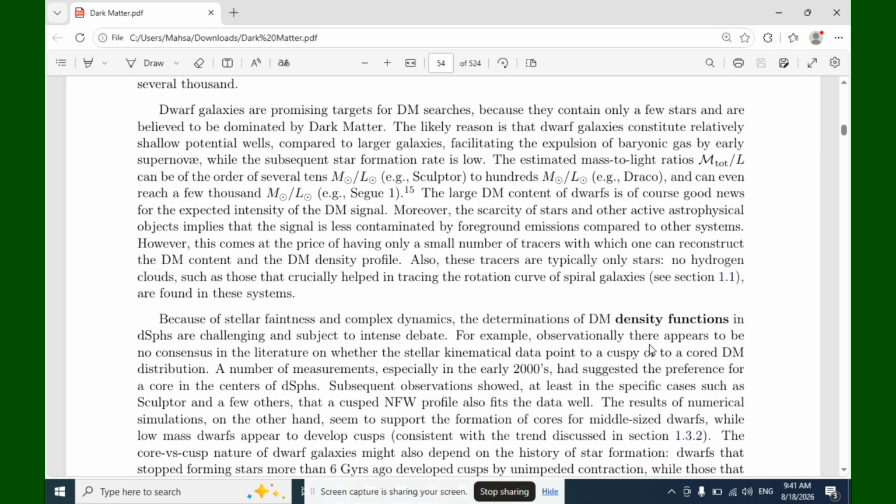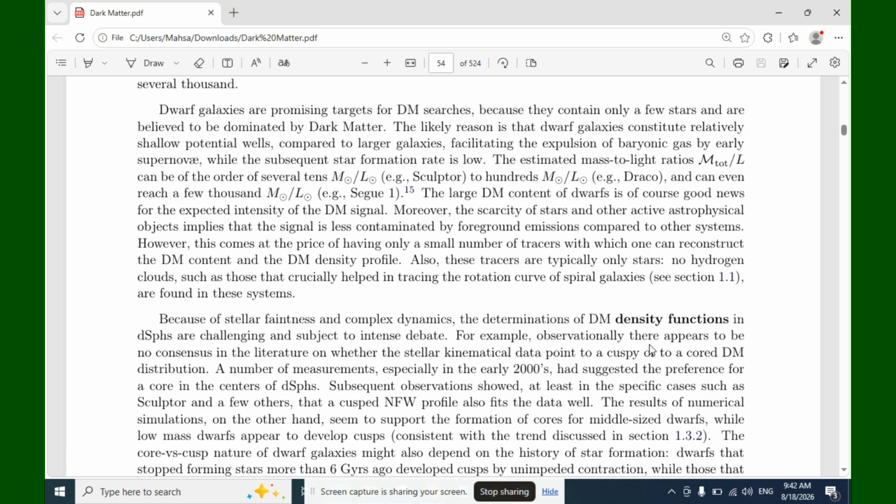While the subsequent star formation rate is low, the estimated mass-to-light ratio, M total divided by L, can be of the order of several tens M/L for Sculptor, 200 M/L for example for Draco, and can even reach a few thousands M/L, for example for Segue 1. The large dark matter content of dwarfs is, of course, good news for the expected intensity of the dark matter signals.